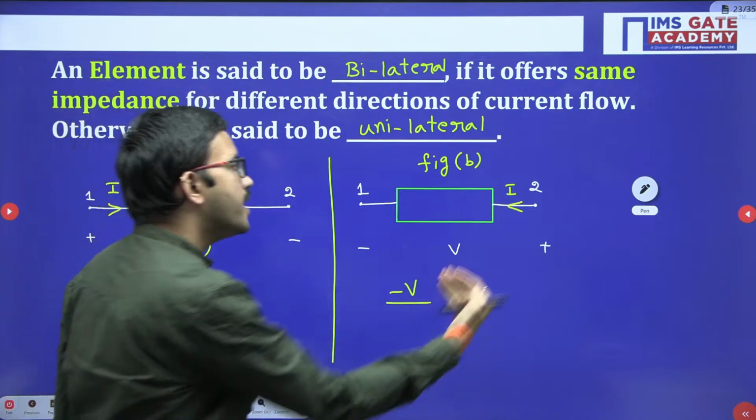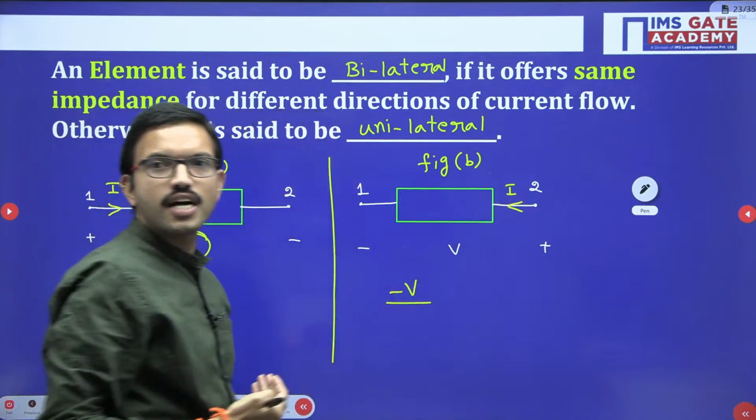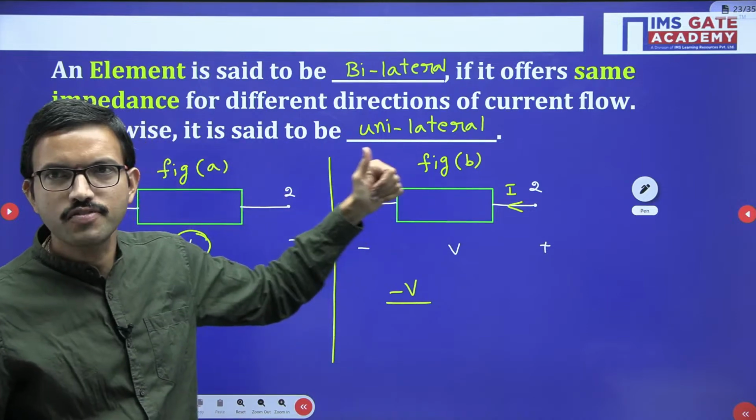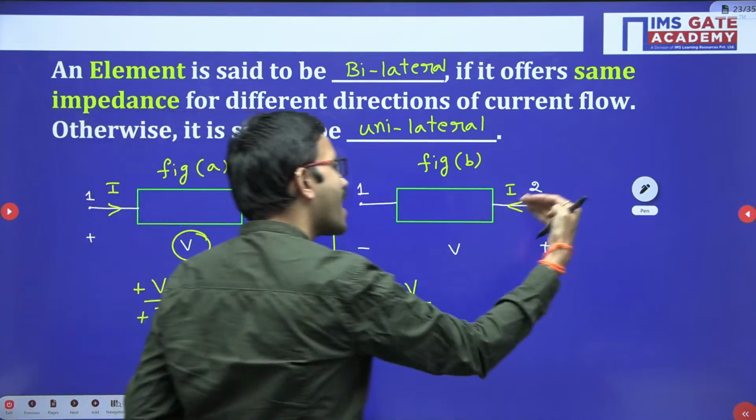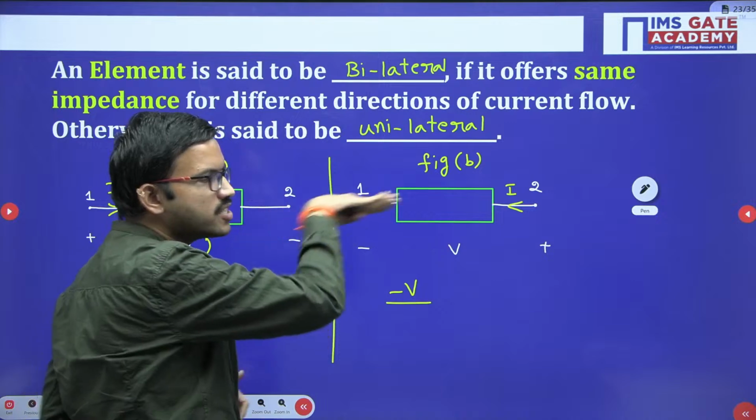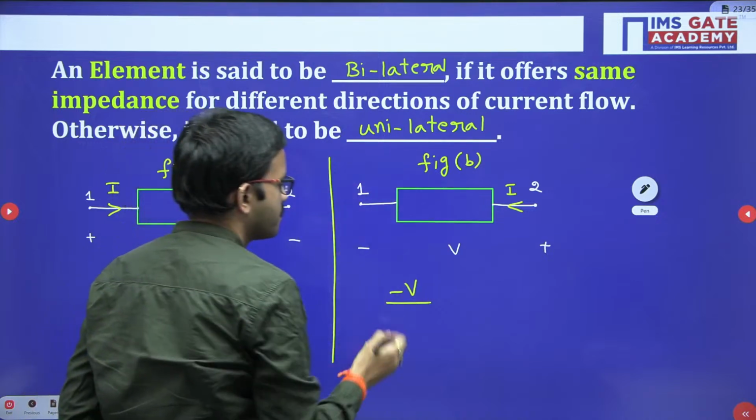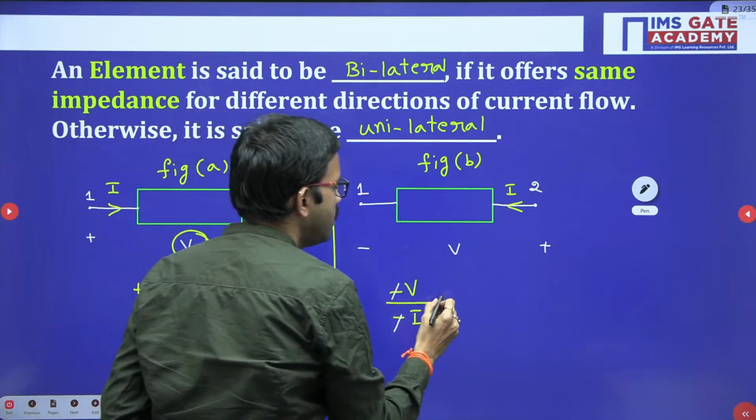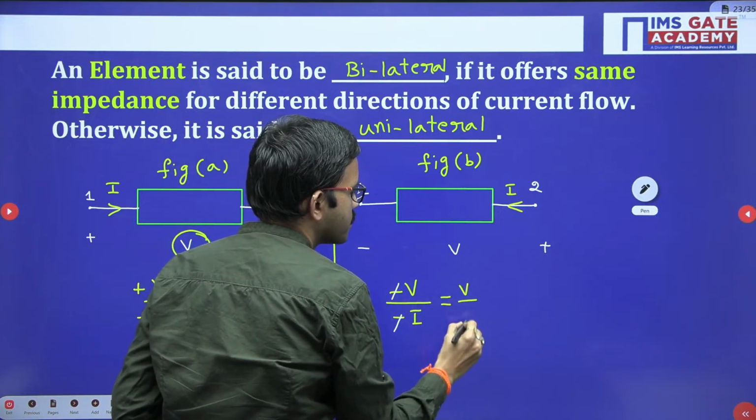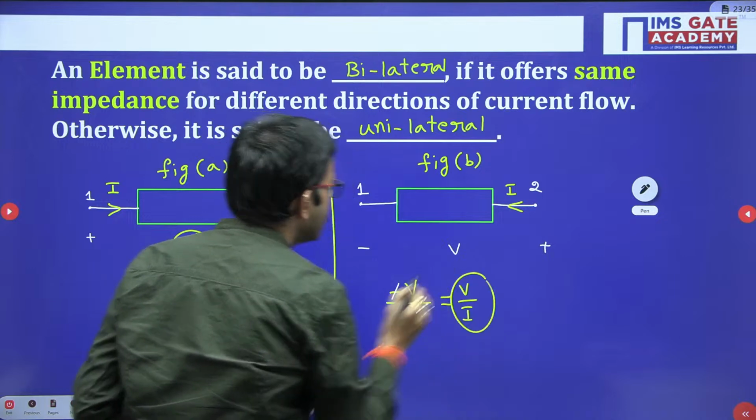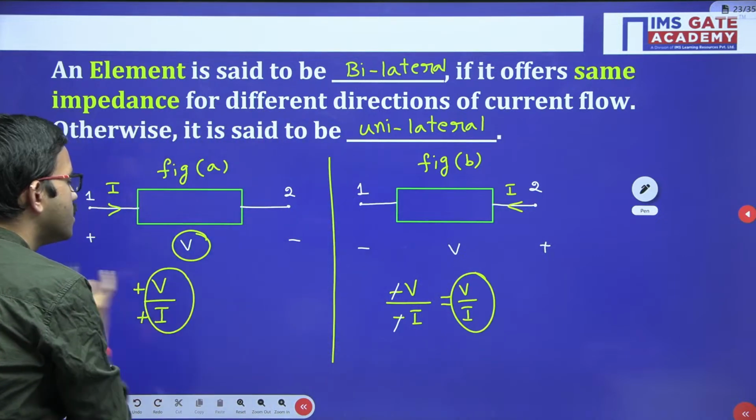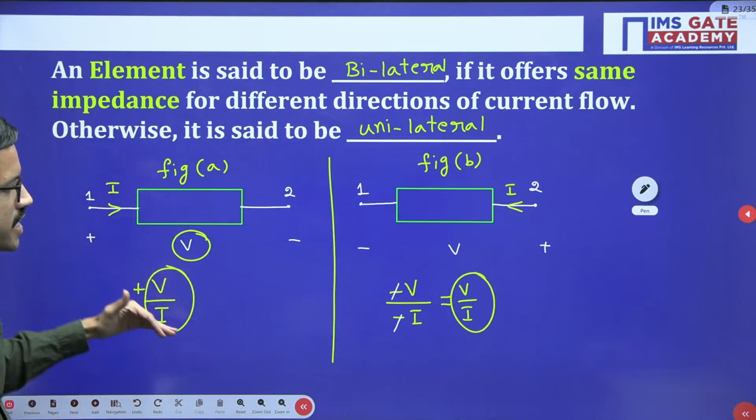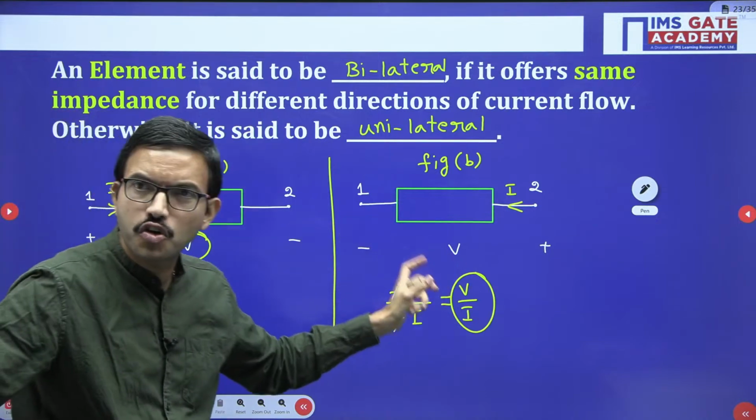See, in this direction, if 5 ampere current is flowing, in the opposite way, minus 5 ampere is flowing. So, since here I current is flowing, in the opposite direction, minus I is flowing. So here minus will get cancelled. You are getting V by I. That means in case 1, whatever the ratio of voltage and current you got, in case 2 also you got like that.